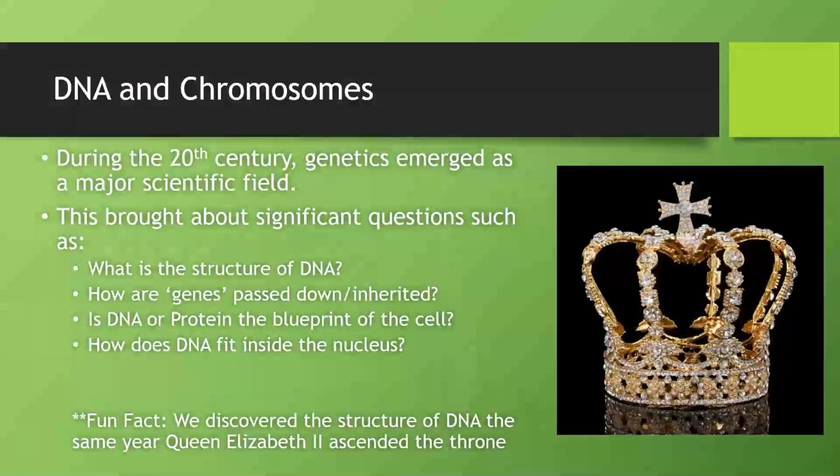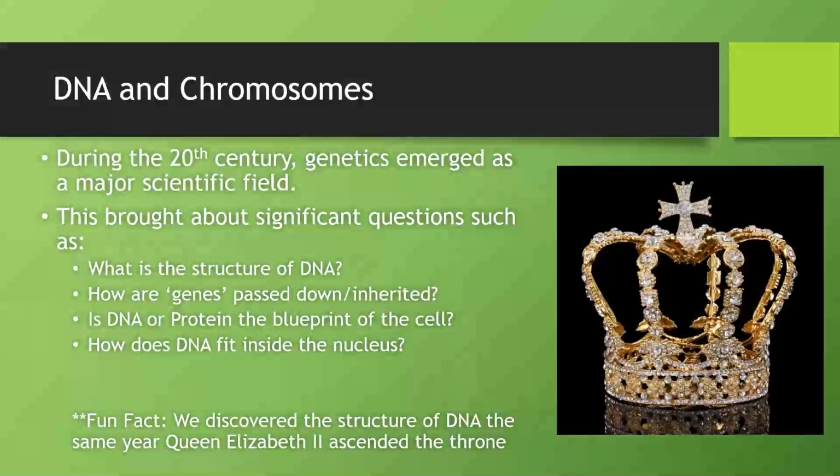So DNA and chromosomes. During the 20th century, genetics emerged as a major scientific field. So to set the scene, think back to your Bio 1 days. You have Gregory Mendel messing with the genetics of pea plants. We had come to understand that genetics was inherited, could be passed down, but we didn't really understand what biomolecules were important, the structure of them, what role they really played in the phenotypic development of an organism.